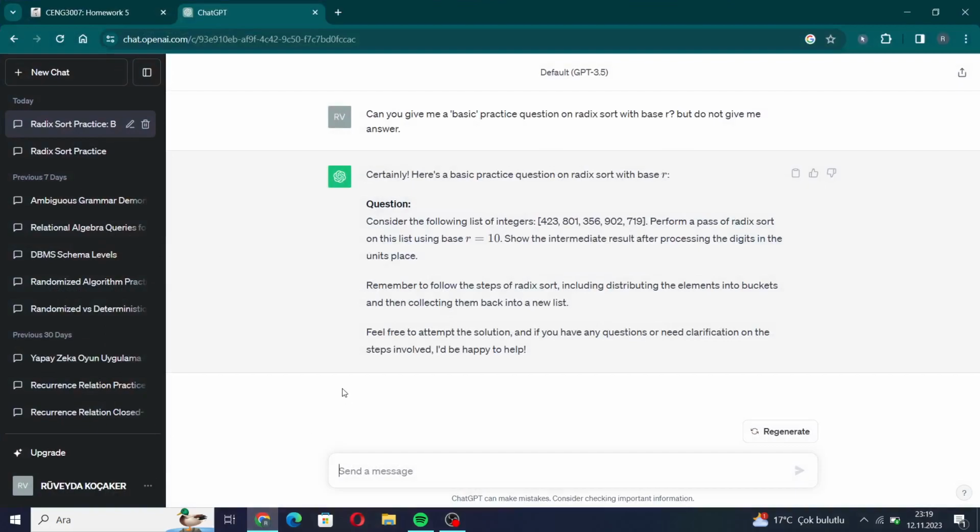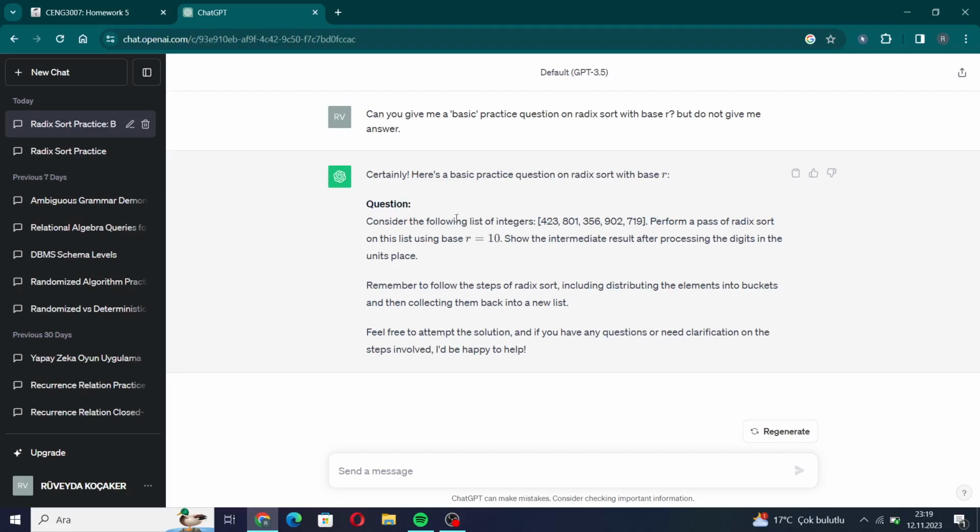Hello, today I will solve an algorithm problem about Radix Sort. Let's start. Firstly, I'm writing to ChatGPT. Can you give me a basic practice question on Radix Sort with base R? But don't give me the answer. I write like that. Then ChatGPT answered me.